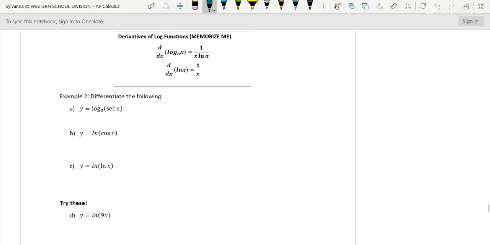D over dx for ln x is just going to be 1 over x. This one is really easy to use, and you're going to see it time and time again. So the derivative of ln x is always going to be 1 over whatever you see in the bracket. So let's try to apply these.